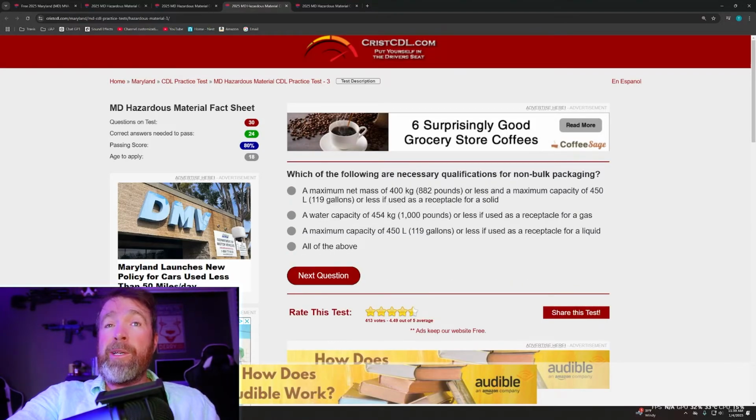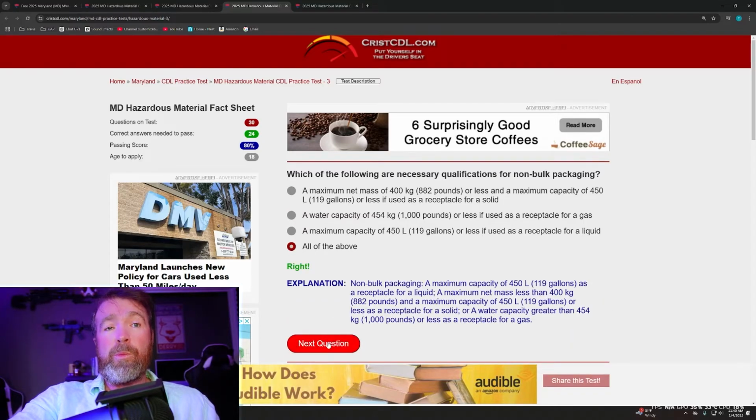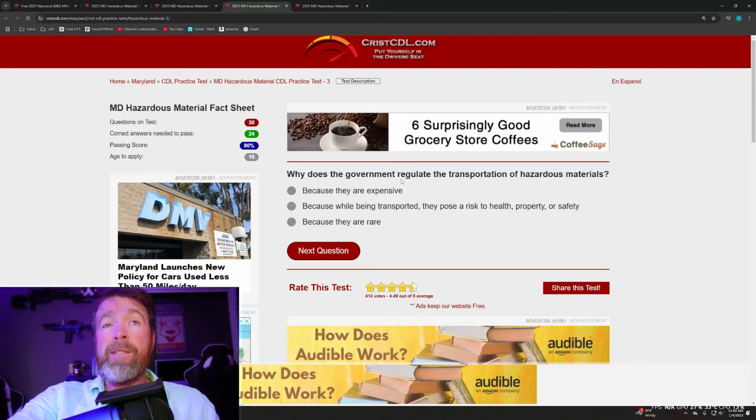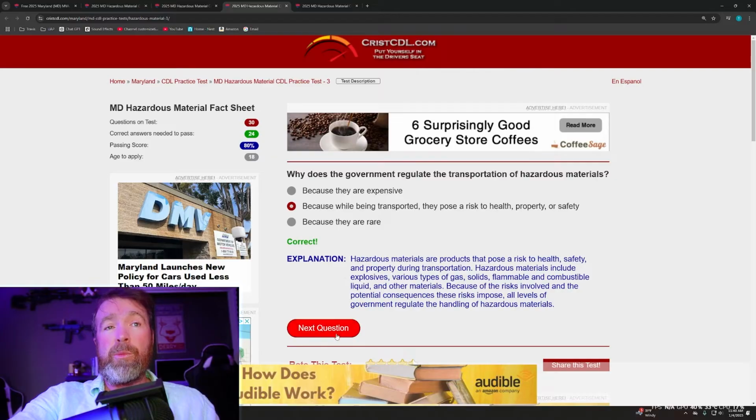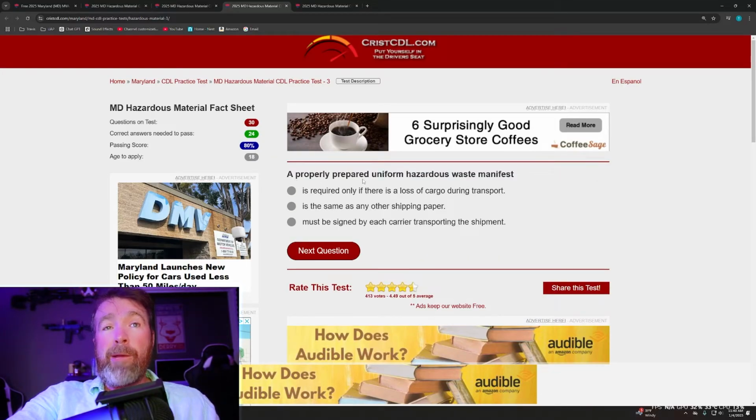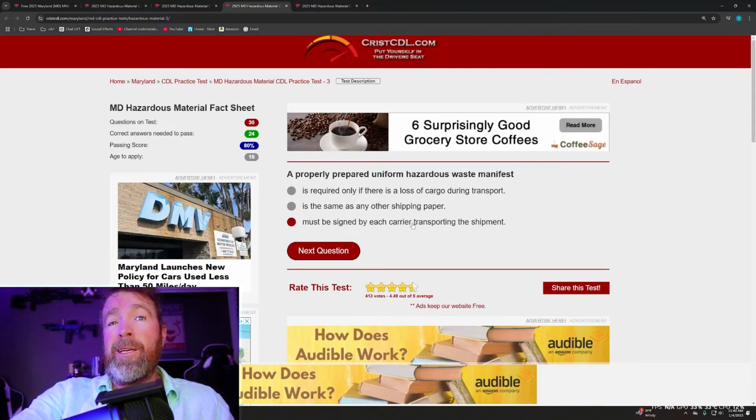Which of the following are necessary qualifications for non-bulk packaging? All of these. Why does the government regulate the transportation of hazardous material? Because while being transported, they pose a risk to health, property, and safety. A properly prepared uniform hazardous waste manifest must be signed by each carrier transporting the shipment.